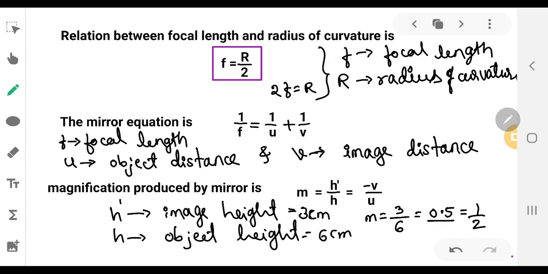So magnification tells you what happened with the size of the image, whether the size of the image is increased or decreased, and by what quantity it has increased or decreased. If the magnification value is less than 1, you can say the image is diminished. If the magnification value is greater than 1, you can say the image is magnified.